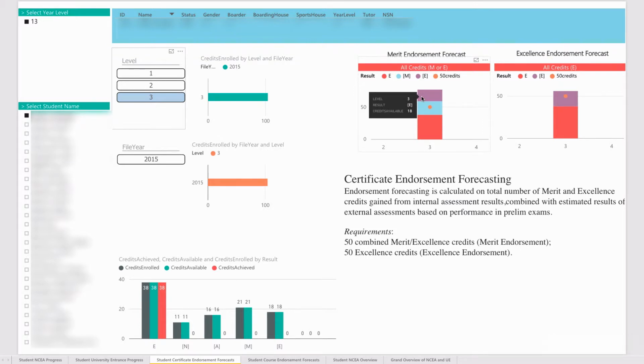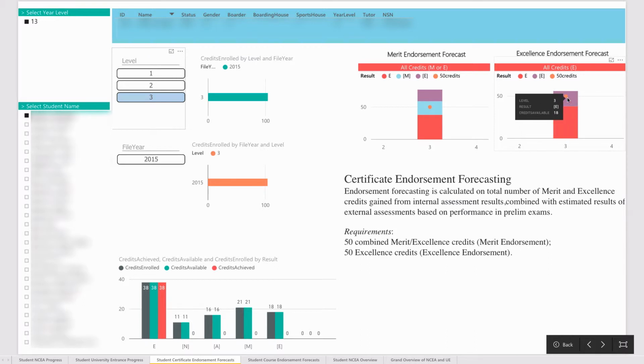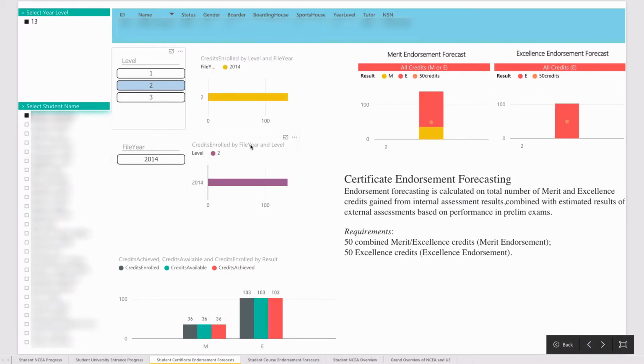So if this student performed in the external exams to the same or better that they performed in the practice exams, they would receive a merit endorsement. And in fact, we can see they're likely to receive an excellence endorsement as well. And the orange dot simply indicates, are they likely to get that? And this is across all subjects. We could go back to their previous year, 2014, and see that they comfortably got a merit endorsement and an excellence endorsement. So our forecasting model would be validated there.